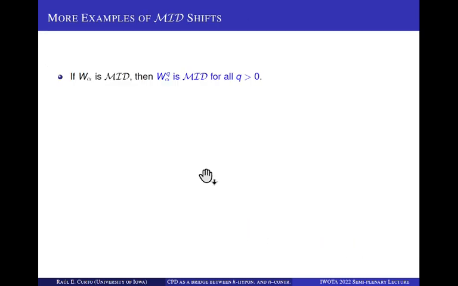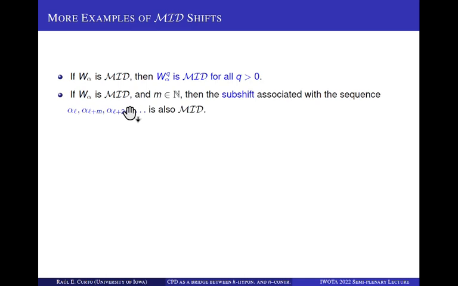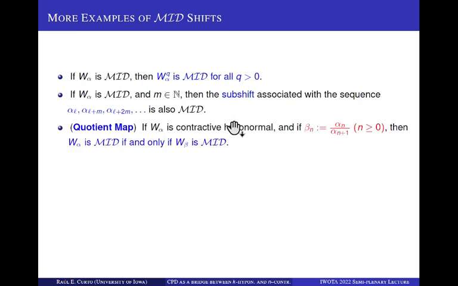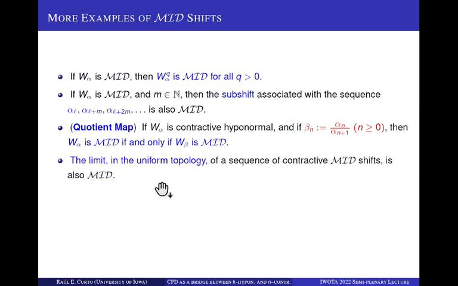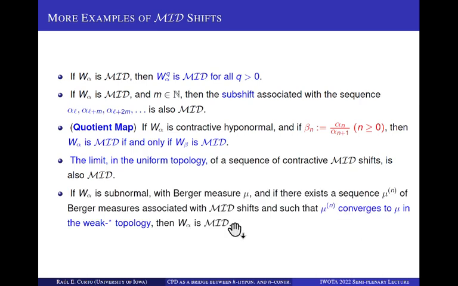Okay. So if W is MID, then any power of W is MID for all power q bigger than 0. And if W is MID and m is a natural number, then the subshift associated with this sequence is also MID. The quotient map says that if W is contractive hyponormal and if beta n is alpha n over alpha n plus 1, then W alpha is MID if and only if W beta is MID. The limit in the uniform topology of a sequence of contractive MIDs is also MID.